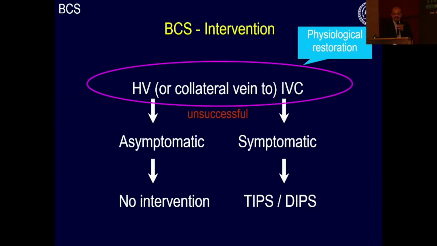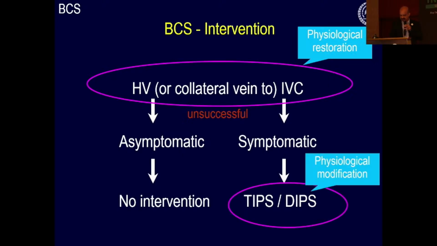So this is the algorithm we follow. Whenever we can open the obstruction, the flow is established in the normal direction. In other words, functionally we are achieving normal flow to the liver. When we cannot achieve this, we reassess the symptoms of the patient. If the patient is significantly symptomatic, then we offer a bypass, that is a TIPS or DIPS. It is a DIPS in Budd-Chiari syndrome, because we may not find a proper hepatic vein for connecting the portal vein to the IVC.